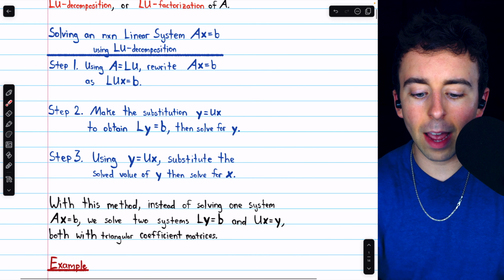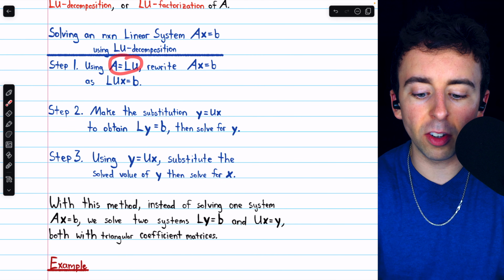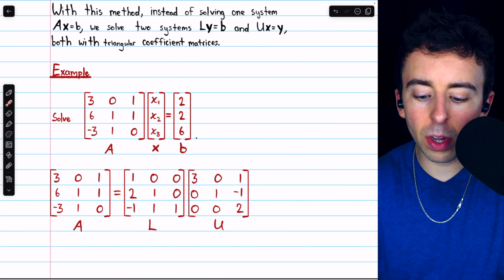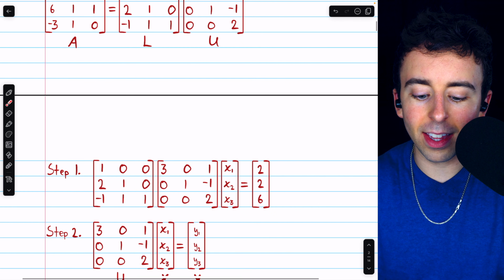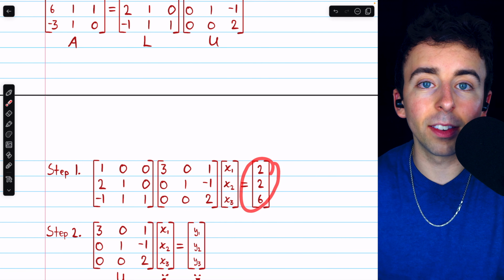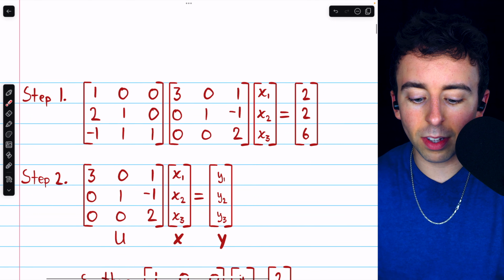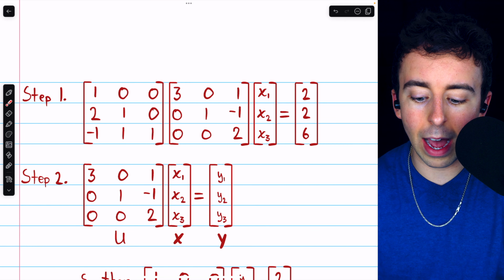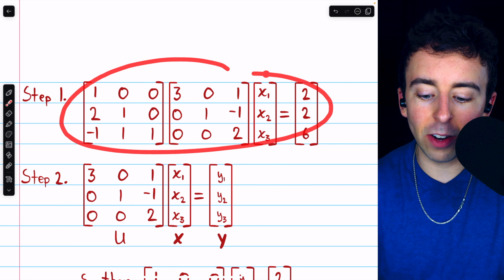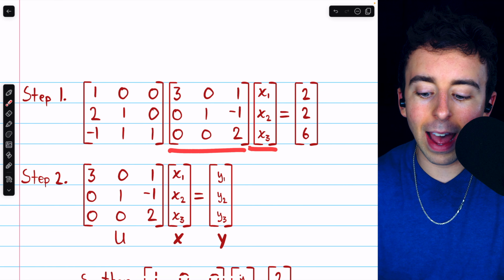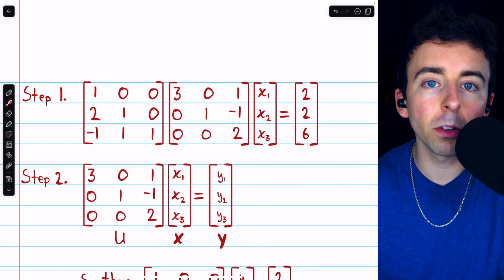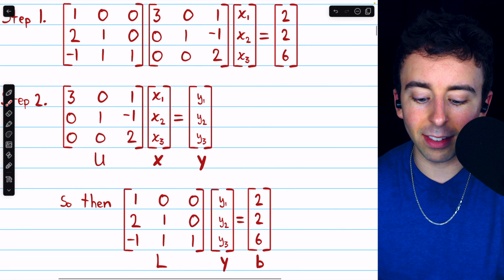Let's refer back to our steps. Step 1 is to use the decomposition to rewrite the system. So indeed, we'll replace A in this system with L times U. Then we get this equation: L times U times the variable vector x equals the constant vector. Then step 2 is to use this equation, Ux equals y, so we have this new variable vector y, in order to rewrite this equation. So you can see we have U times x in that first equation, and we're going to replace it with this equal variable vector called y. Thus, we get this equation.